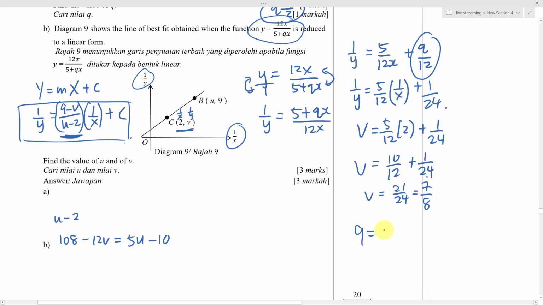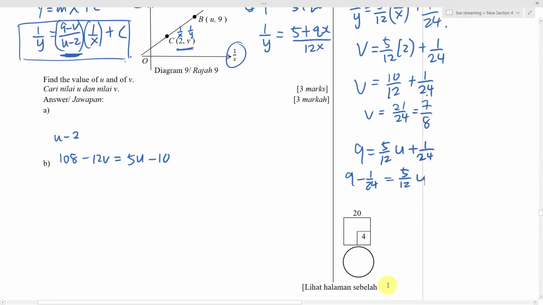I want to get U, right? So 9 equals 5 over 12 U plus 1 over 24. So 9 minus 1 over 24 equals 5 over 12 U. Alright, then for this one I use the calculator to do the work.